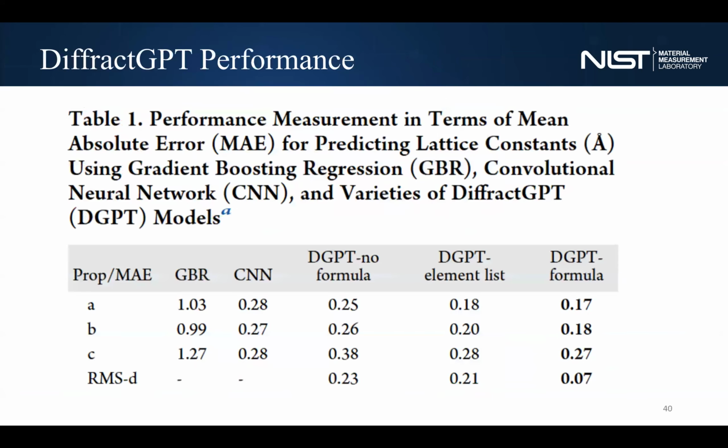Once you have the simulated diffraction patterns, we developed models for DiffractGPT with no formula, with element list, and with formula. And this is the RMSE error. We found that DiffractGPT with formula had the least error. We also compared with gradient boosting and convolutional neural networks. Of course, they don't give you the full atomic structure, but only lattice parameters. But DiffractGPT with formula will not only give you the lattice parameters, but also the full crystal structure.